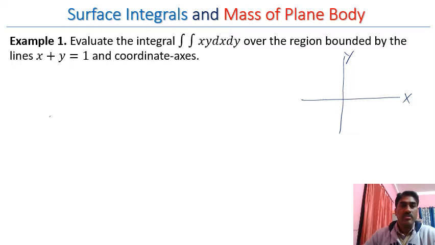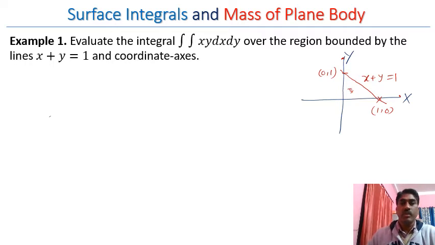So how do you draw this line? When x is 0, y is 1, and when y is 0, x is 1. Take this point as (1, 0) and this point as (0, 1). The straight line joining these points is x plus y is equal to 1, and this is the x-axis, this is the y-axis. So this is the region bounded by these three lines, meaning the axes and the specific line.